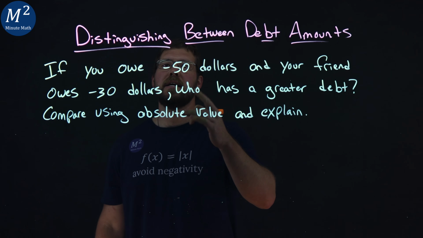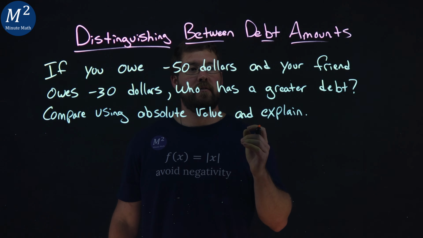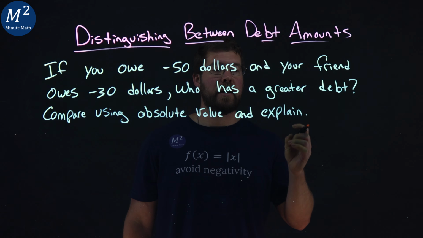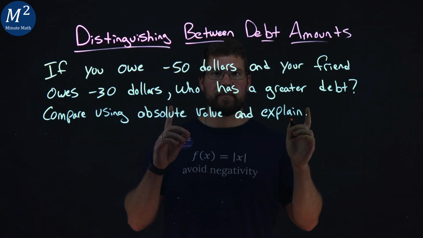Let's learn about distinguishing between debt amounts. If you owe negative $50 and your friend owes negative $30, who has a greater debt? Compare using absolute value and explain.